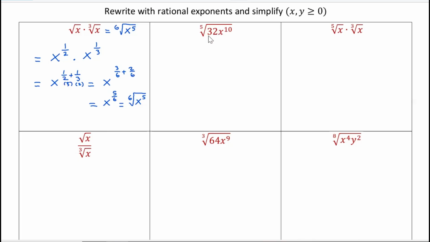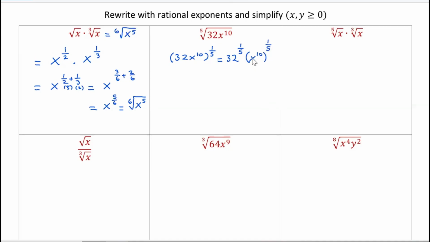The next example, so take the radicand and raise it to the power 1/5. We can use the product raised to a power rule to say this is 32 raised to the power 1/5 and x to the 10th raised to the power 1/5. What is 32 raised to the power 1/5? It is the 5th root of 32.